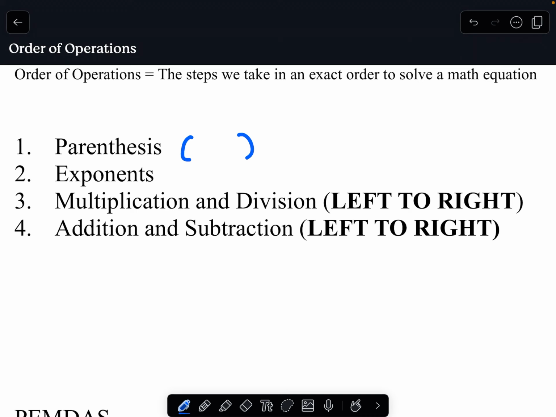Parentheses look like this, like a C and a backward C. And if you see it in a math equation, let's just use this, 2 plus 3, and you might see parentheses around it. That means you do that part first. Whatever's in the parentheses, you do first.